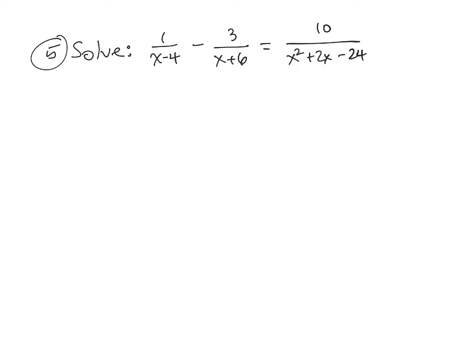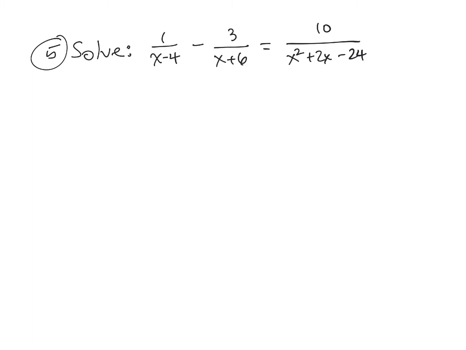Let's solve. Okay, let's solve 1 over x minus 4 minus 3 over x plus 6 equals 10 over x squared plus 2x minus 24.